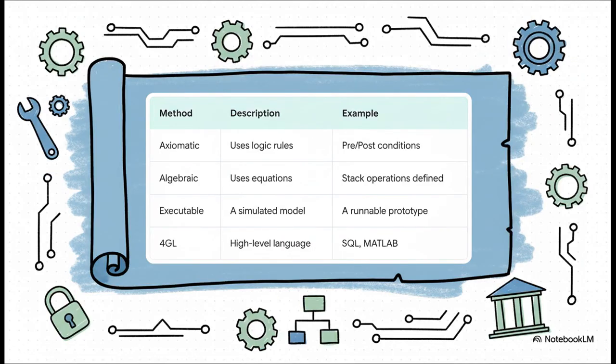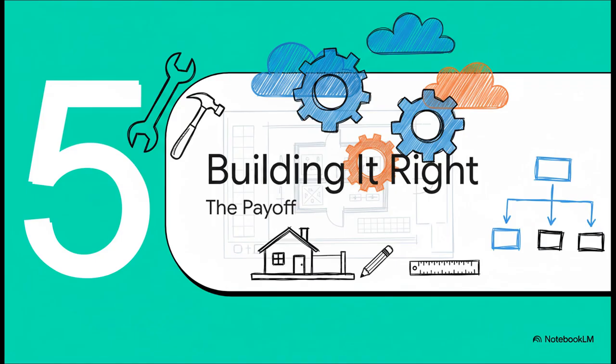So here's a quick little cheat sheet to pull all that together. You've got axiomatic methods, which use pure logic, algebraic methods, which use equations, executable specs, which are basically simulations, and 4GLs, which are high-level languages to help us say what we want. Each one is just a different tool to get to that perfect clarity in your blueprint, so there's absolutely no chance of a misunderstanding.